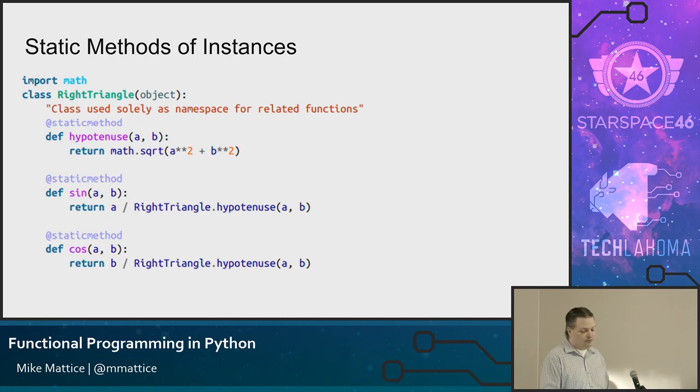You can use static methods of instances to avoid polluting either your global or your module namespace. In this case, we're literally just using these static methods to hide, essentially, these methods inside this class. The class doesn't have any state. We don't want it to have any state.